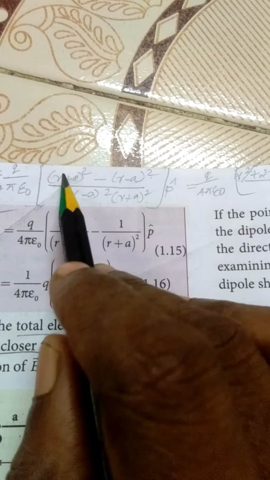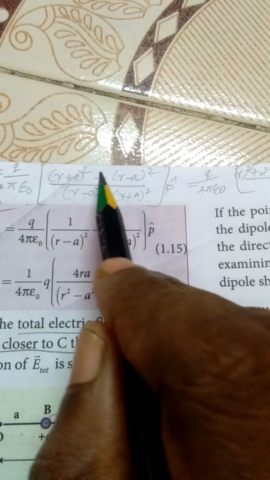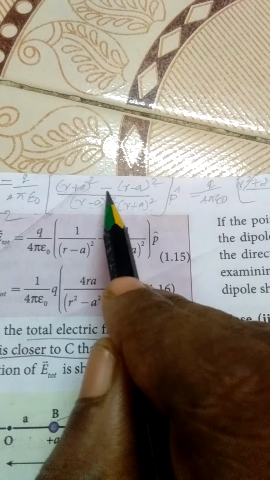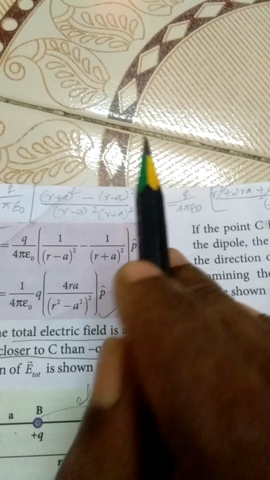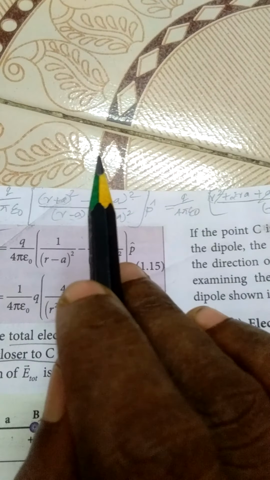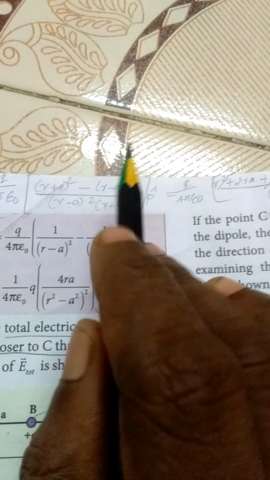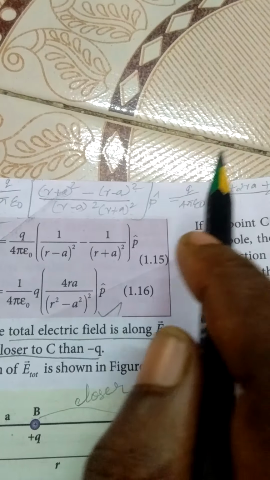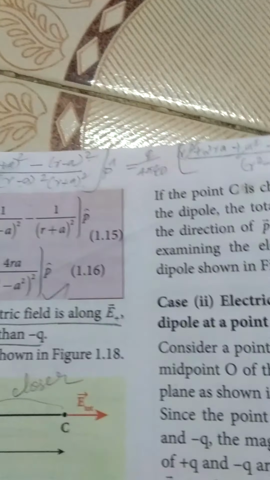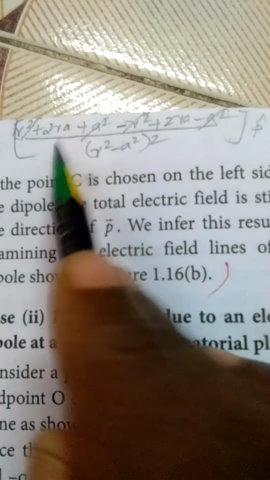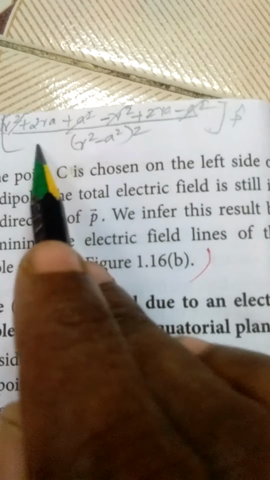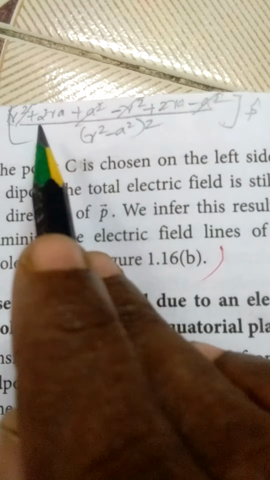So now we have (R plus A) squared and (R minus A) squared. It's the formula: (A plus B) whole squared is A squared plus B squared plus 2AB, and (A minus B) whole squared is A squared minus 2AB plus B squared. That formula we have to apply here. So we apply that formula, expand it, and write the equation.